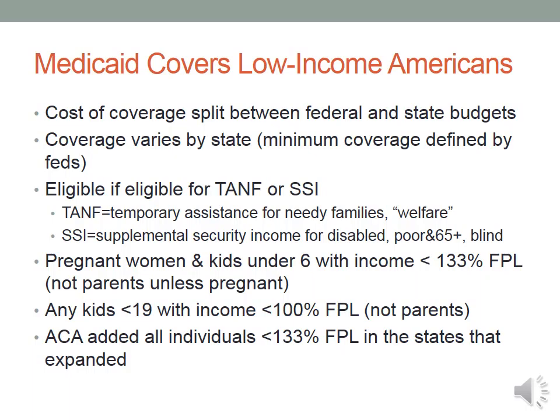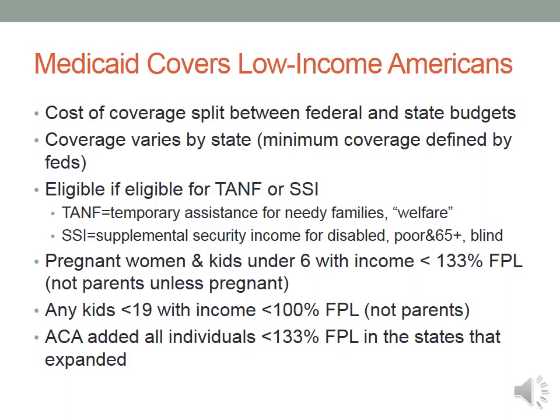The actual coverage varies by state because the federal legislation defines minimum coverages, but different states may be a little more generous or not. Basically, minimum eligibility defined by the federal government is if you are eligible for TANF, that is Temporary Assistance for Needy Families, colloquially called welfare, or SSI, which is the Supplemental Security Income for the Disabled, people who are both poor and over 65 or blind. If you're eligible for one of those programs, you are eligible for Medicaid.